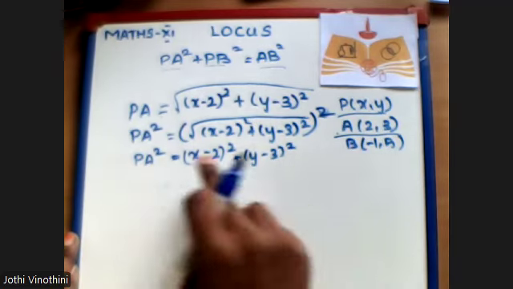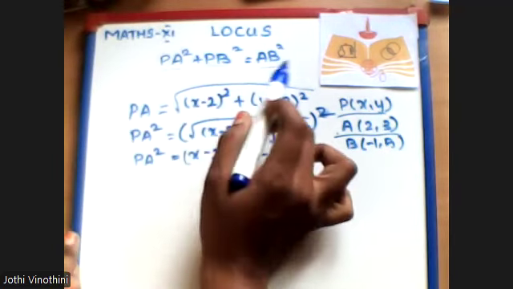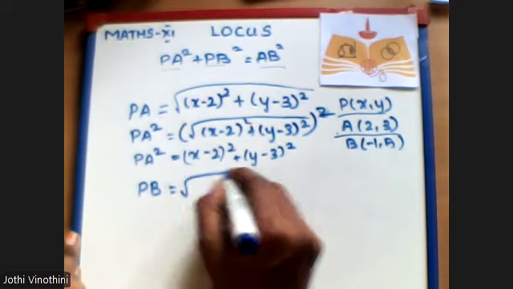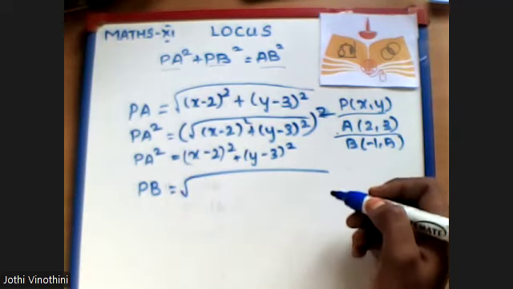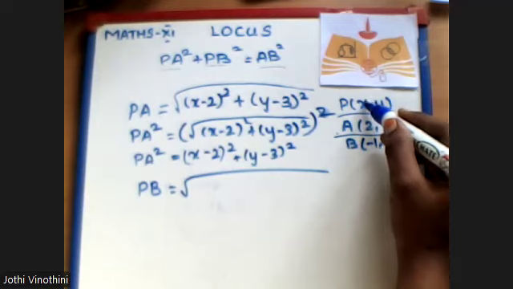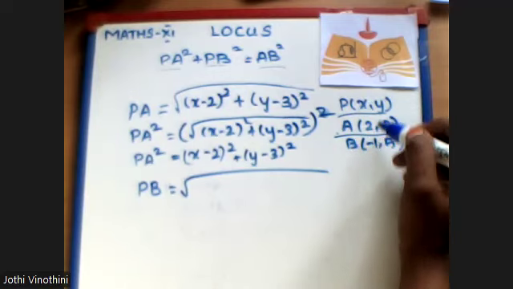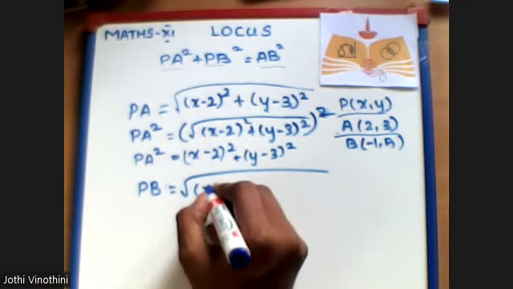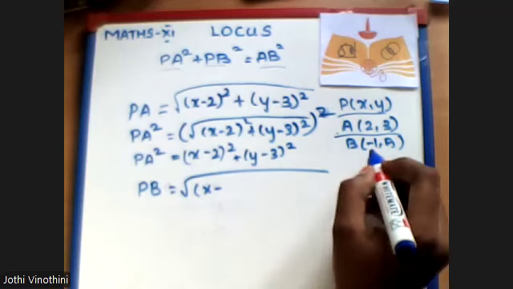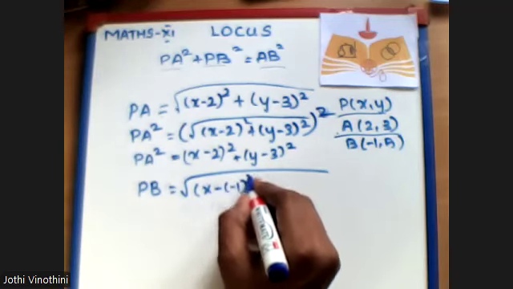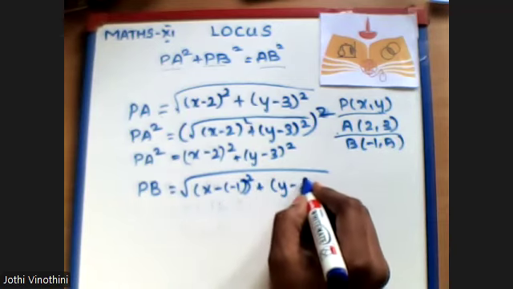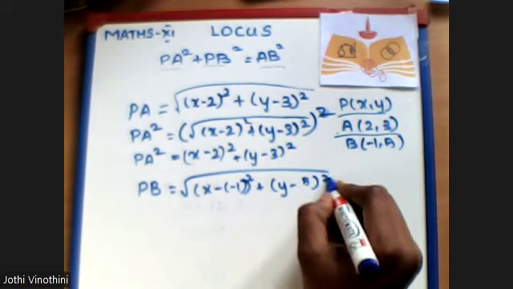Clear. Likewise, we are going to find PB and AB. So, PB equals square root of (x1 minus x2)... I will consider this as x1, y1 and this one as x2, y2, right? Shall we substitute in this formula? Okay, x minus of what we have? Minus 1, the whole square plus y minus 5, the whole square.